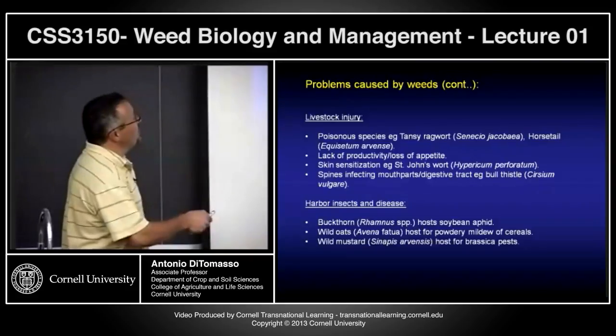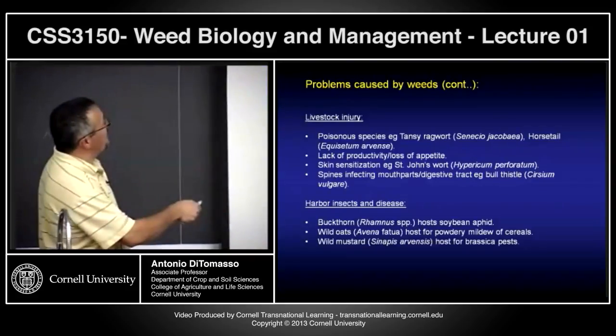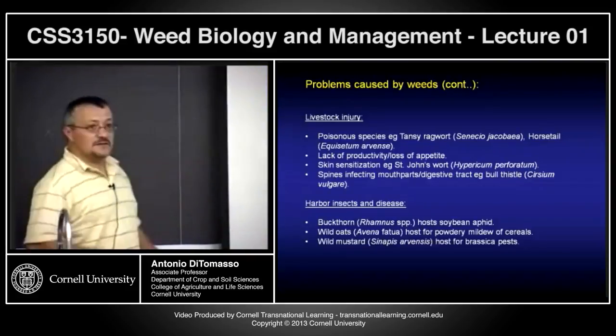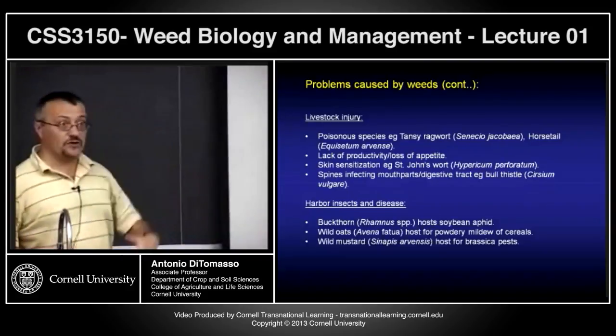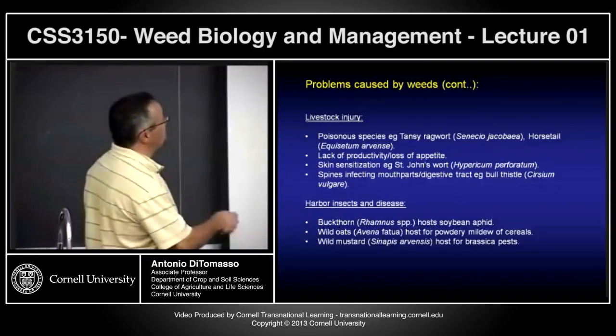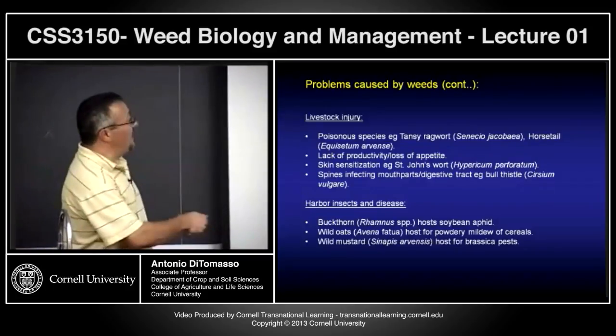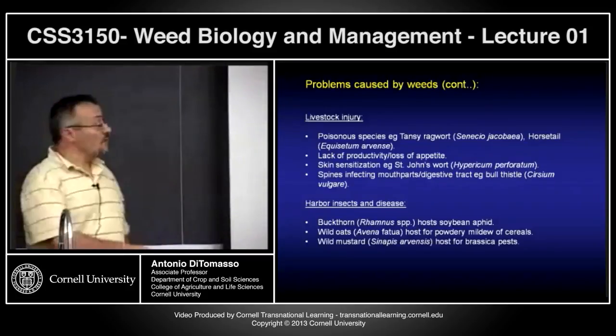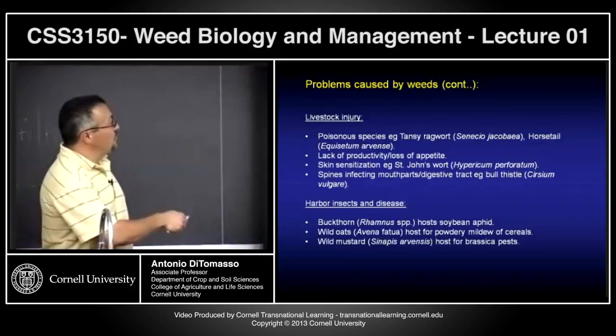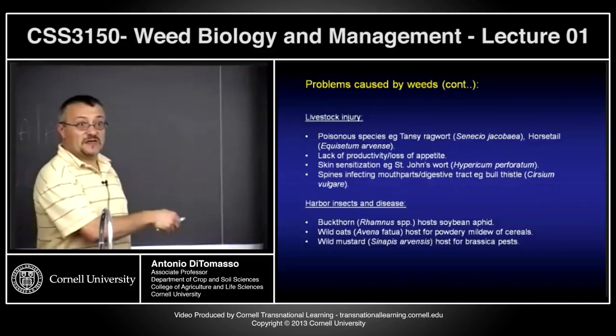Okay. So this is St. John's wort, okay? This whole skin sensitivity in the animals reduces milk production. Spines, if they get into the animals, major, major issues, okay? As Megan was saying, issues with weeds harboring insects or diseases that can jump onto crops.